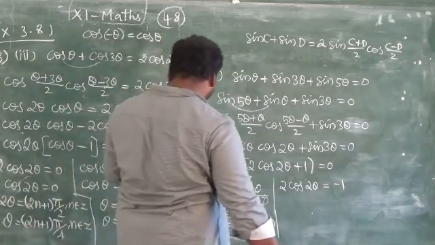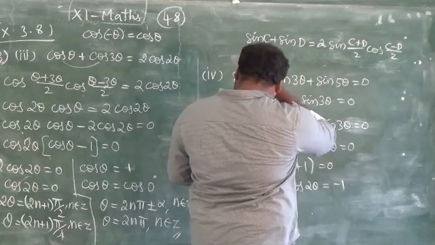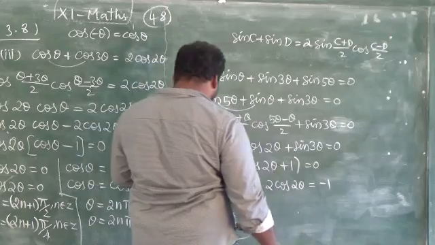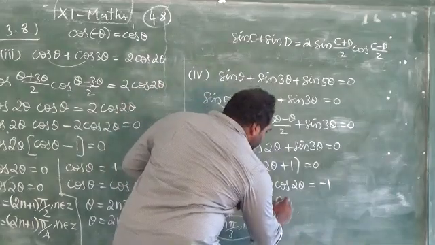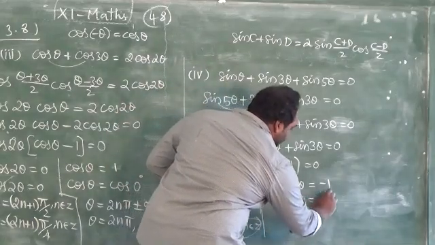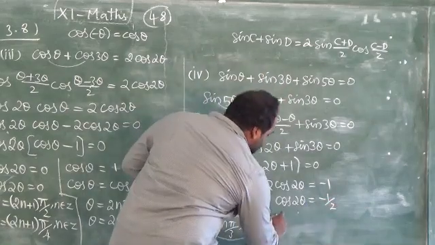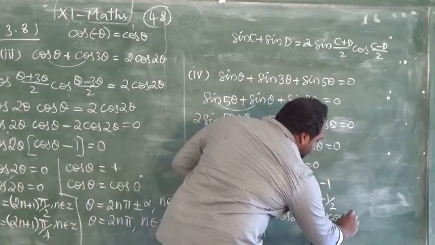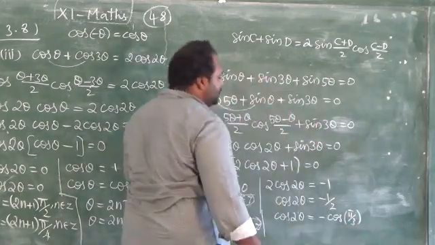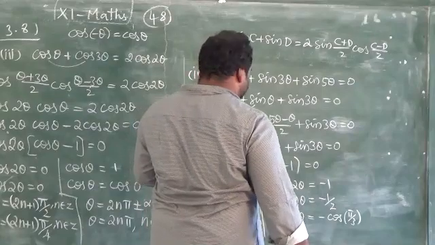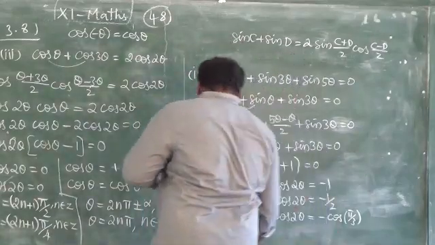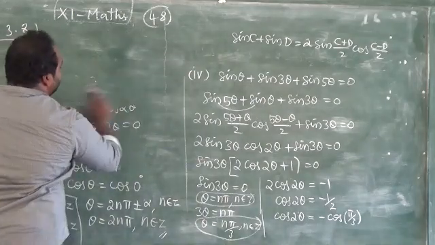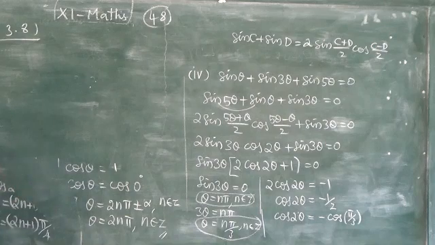Next, bring this to this side. This is cos 2 theta equal to minus 1 by 2. Cos 2 theta equal to minus cos of pi by 3. So here we have minus, the value of minus in cos function. I told you we have to subtract from the pi.